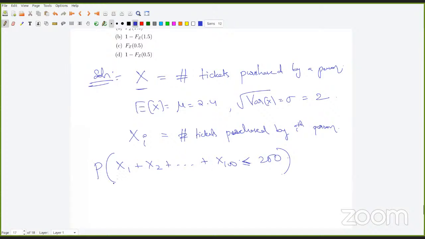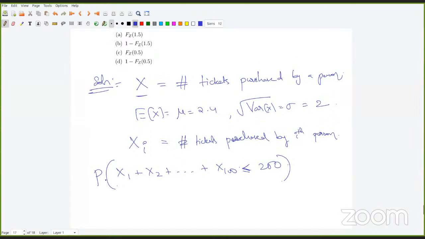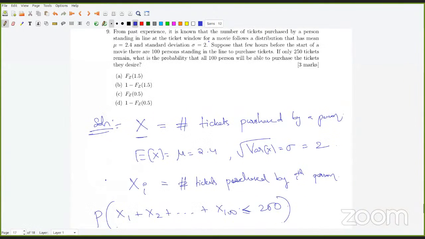Sir, I have a basic question here. Can I clarify that one? I think the question is about 100 people buying all the 250 tickets, no? As per the equation, there is a potential chance of it being less than or equal to 250, sir, right?